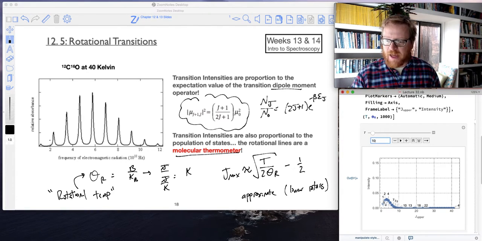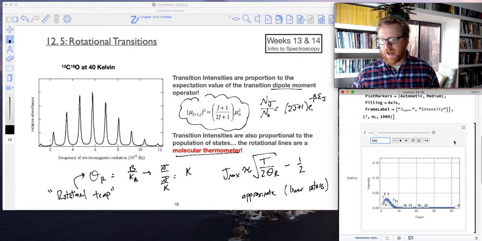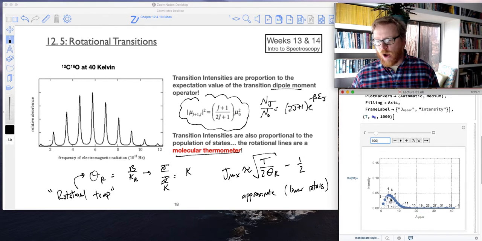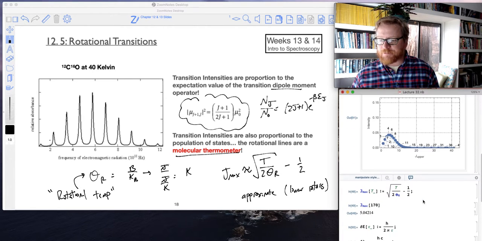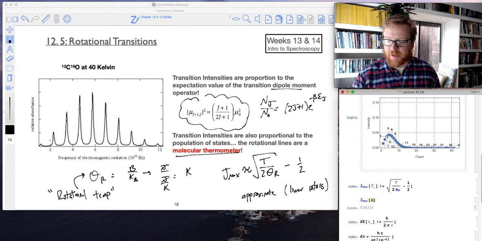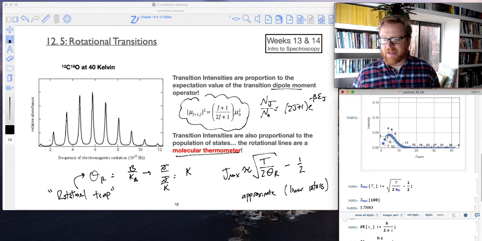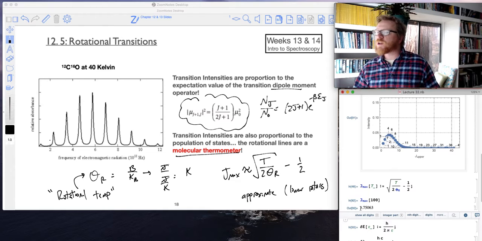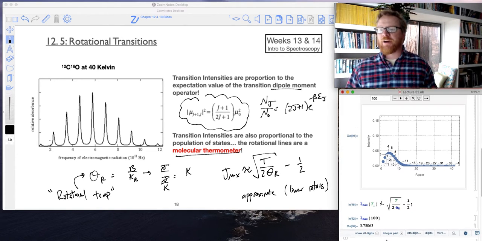But if I go out to like 100 Kelvin, okay, you can see now maybe state 4 or 5 is the most populated state. And if I do this calculation of the J max, this is saying, yeah, state roughly 4. Okay, so this equation works better at higher temperatures.